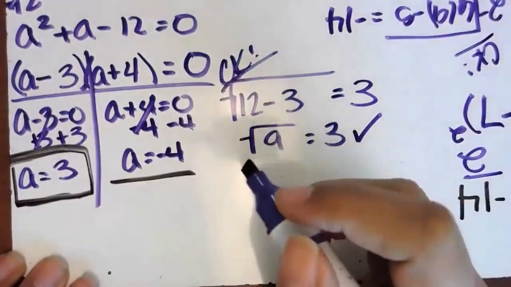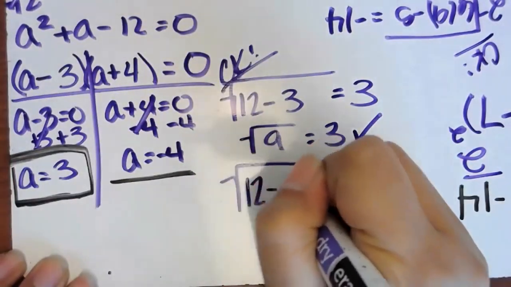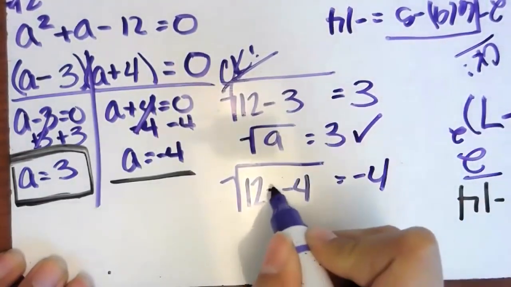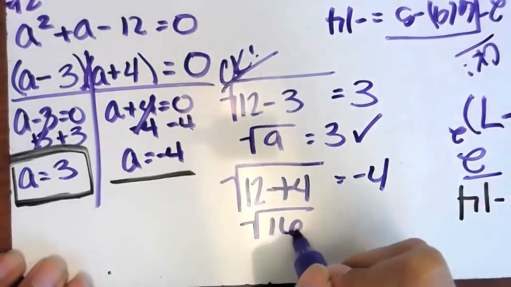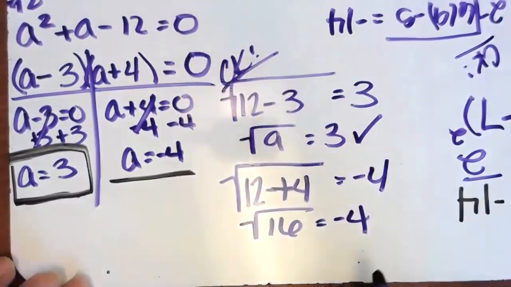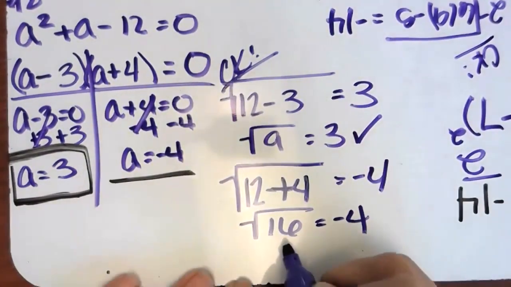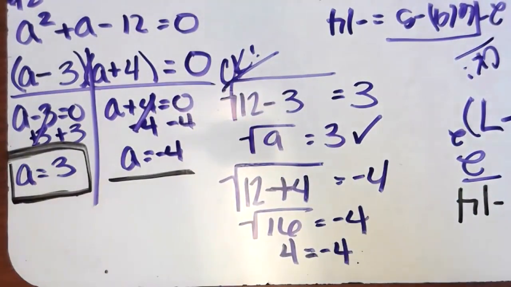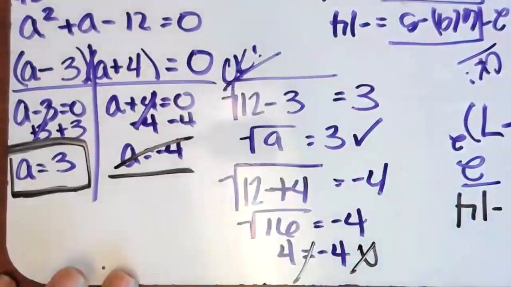And then you would check negative 4. Square root of 12 minus negative 4 equals negative 4. Minus a negative is plus. So 12 plus 4 is 16 equal negative 4. And you ask yourself, does the square root of 16 equal negative 4? If you're unsure, you could always take the square root, and you'll see that it gives you 4 equals negative 4, which is not a true statement. This is not true. So negative 4 is not a solution.